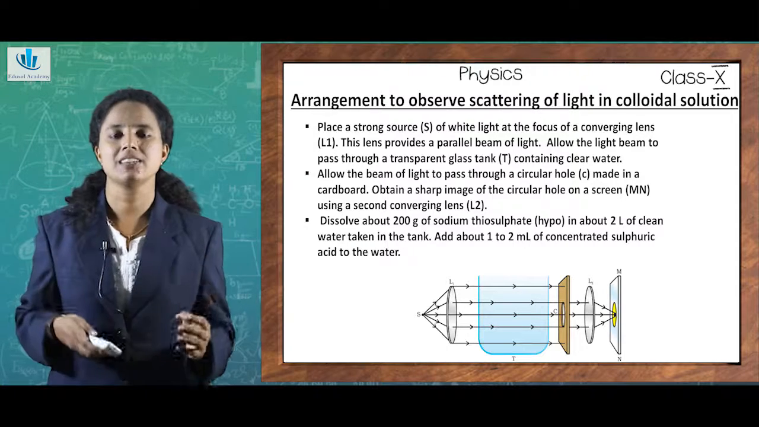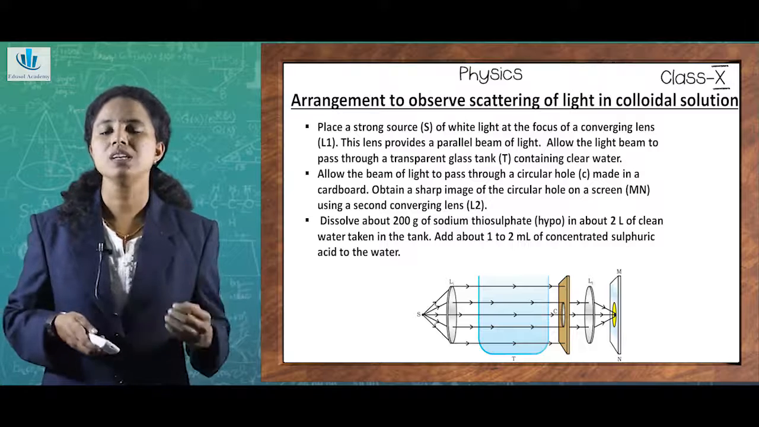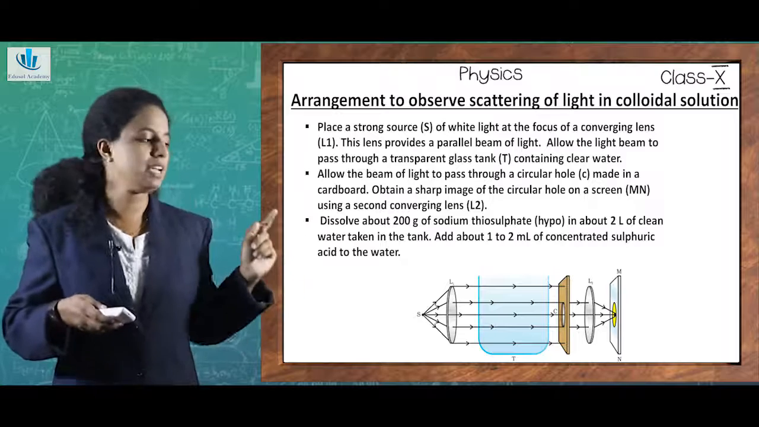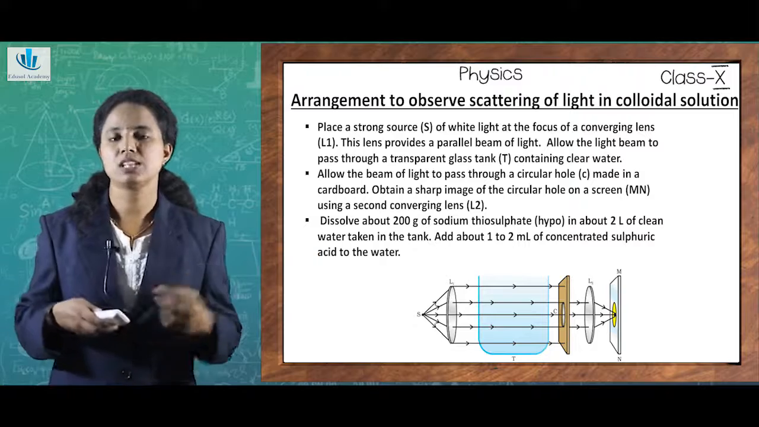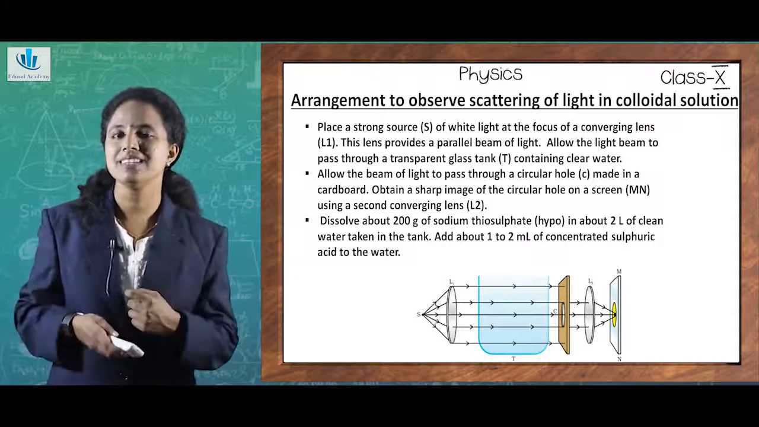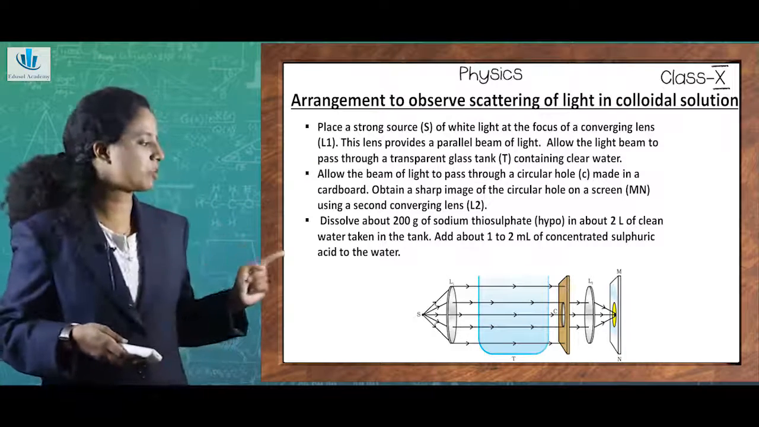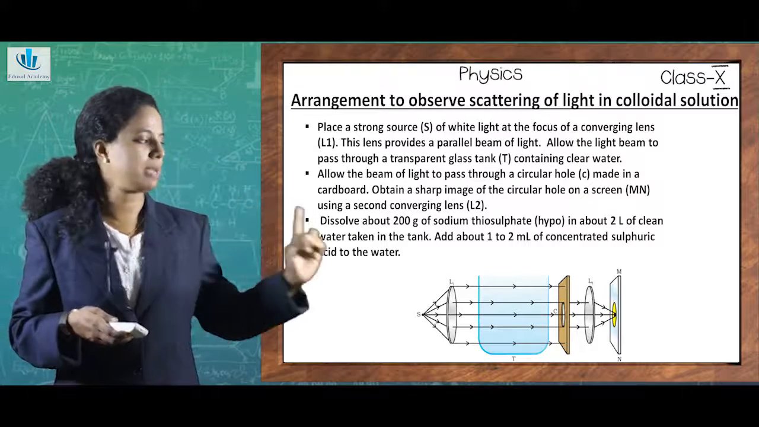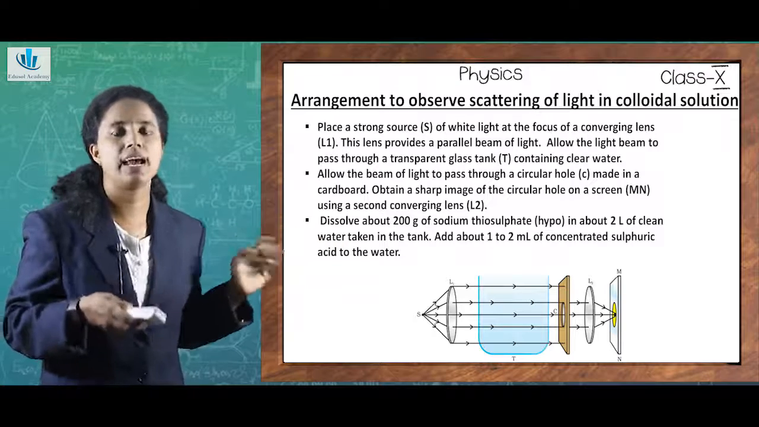For that, we are taking an experimental setup as you can see in the figure. First, we place a strong source of light, denoted by capital S, at the focus of a converging lens. What is a converging lens? It is just like a convex lens. This converging lens, or the convex lens, provides a parallel beam of light. As you can see in the figure, there is a parallel beam of light.